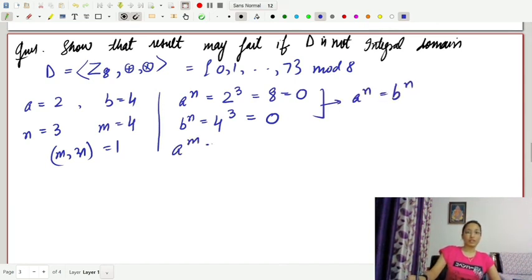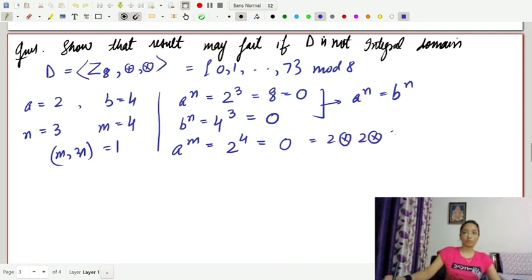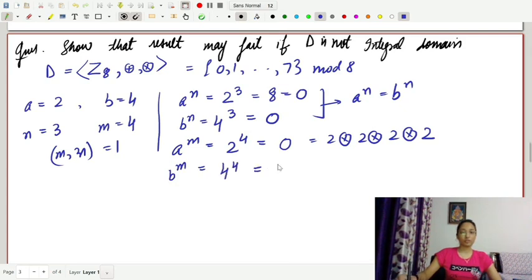A raised to power m, that is 2 raised to power 4, is also equal to 0, that is 2 multiplication modulo 8 into 2 into 2 into 2. Therefore this forms 16, which is 0 mod 8, therefore 0. B raised to power m, 4 raised to power 4, is also equal to 0, and hence a^m is equal to b^m. But a is not equal to b.